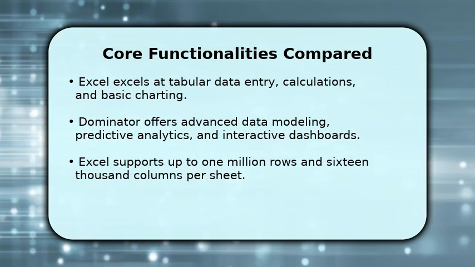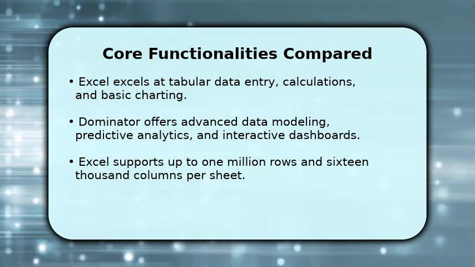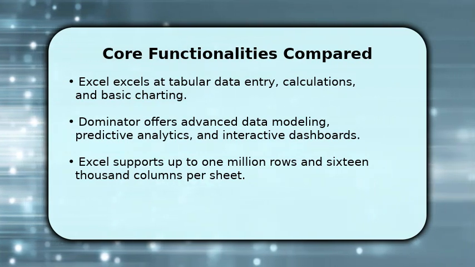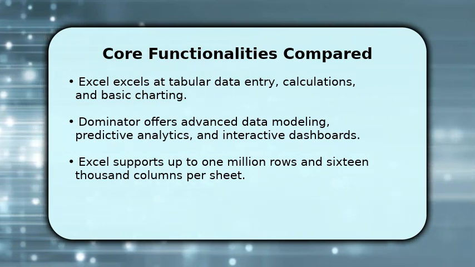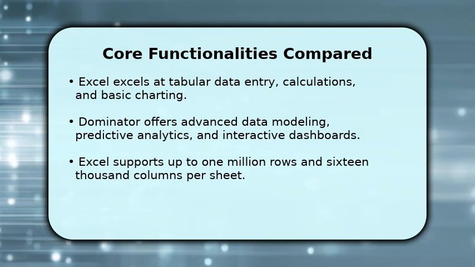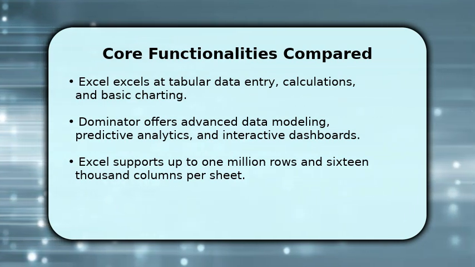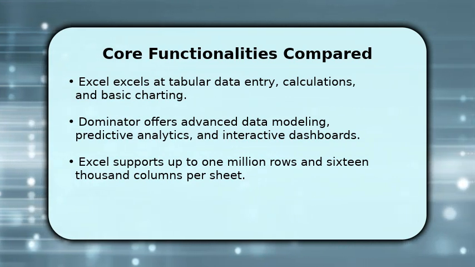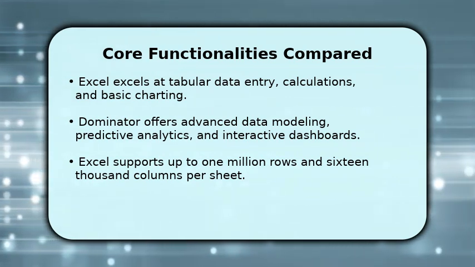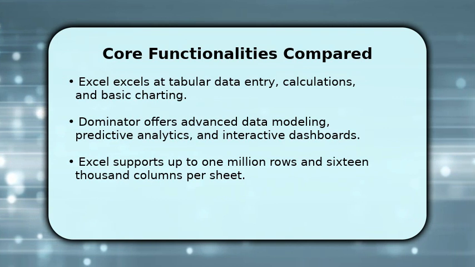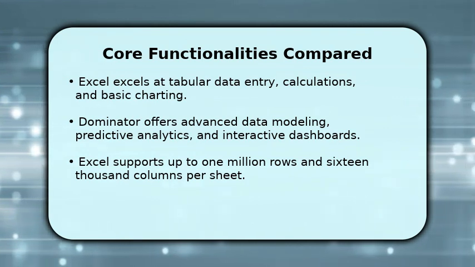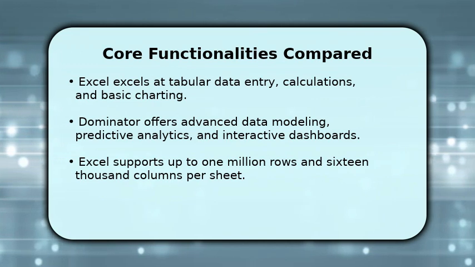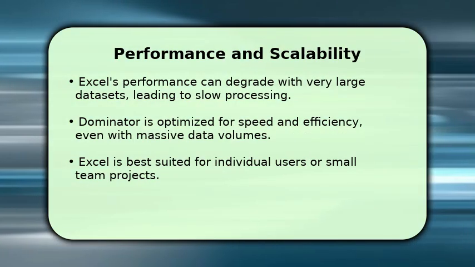When it comes to core functionalities, Excel is a powerhouse for general spreadsheet tasks. It's perfect for organizing lists, performing calculations, and creating simple charts. Dominator, however, steps into the realm of big data. It provides sophisticated tools for data warehousing, machine learning algorithms, and dynamic reporting, making it ideal for enterprise-level data science projects.